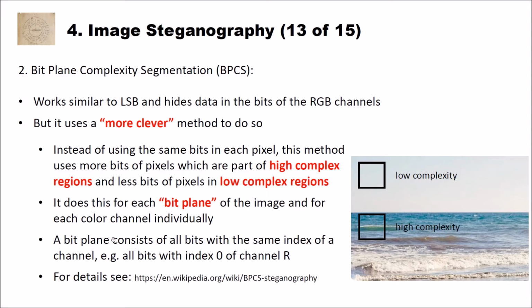A bit plane consists of all bits with the same index of a channel. For instance, the bit plane of channel red with index 0 are all least significant bits of this red channel. And the bit plane with index 1 would be all 1 bits of the red channel. The bit plane 2 would be all third bits, and so on. And for details on the BPCS method, you could also have a look at the corresponding Wikipedia article, BPCS steganography.